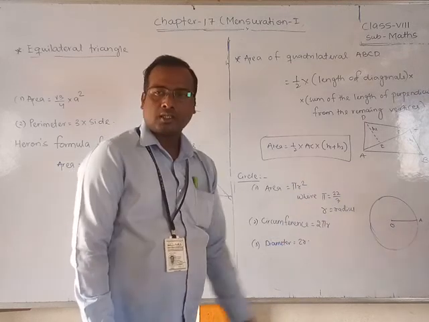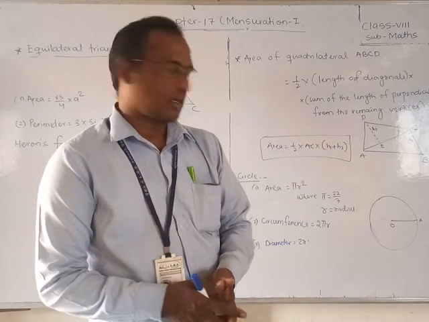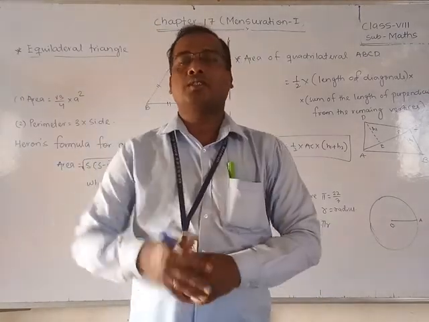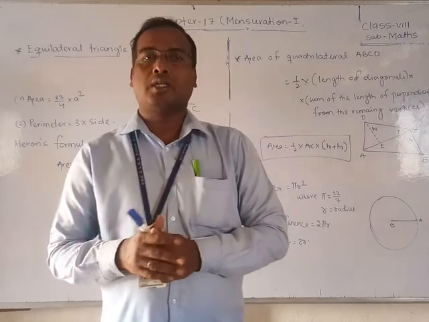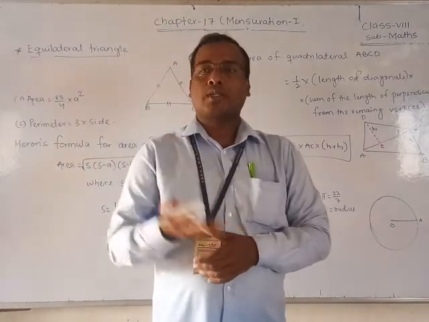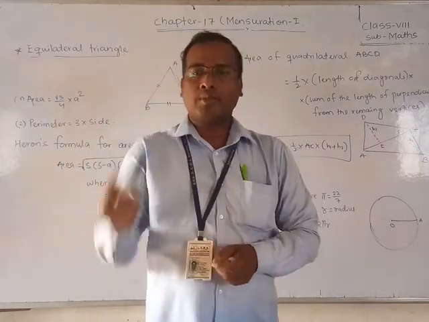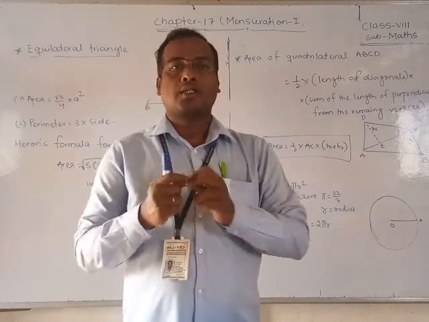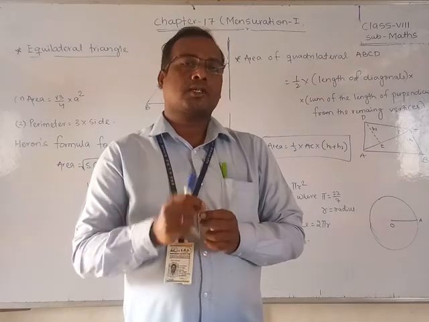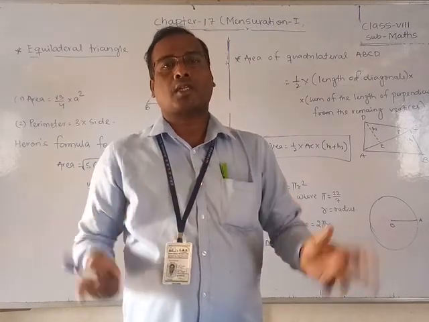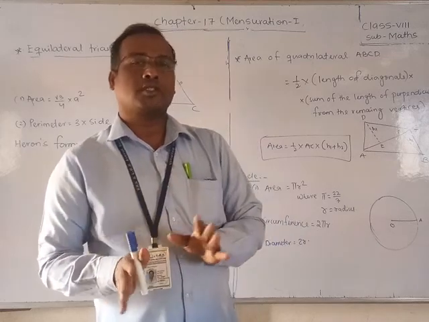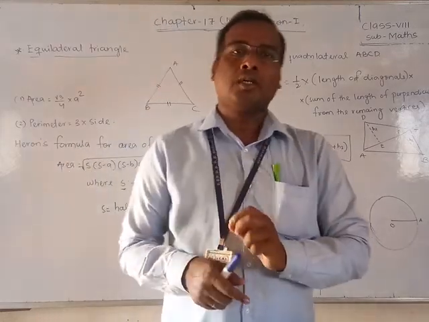Where r is the radius of the circle. And circumference is equal to what? Circumference means what, students? The perimeter. Just like we find the area and perimeter of a rectangle, the perimeter of the circle is called the circumference. It is the boundary of the circle, the length of the circle. Circumference is nothing but the perimeter of the circle.